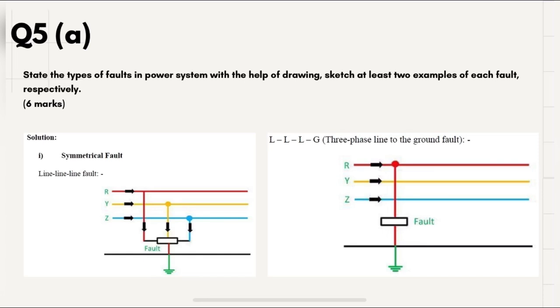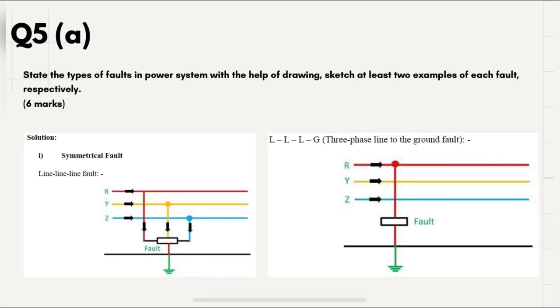Such types of faults are balanced. The system remains symmetrical even after the fault. The triple line fault occurs rarely, but it is the most severe type of fault, which involves the largest current. This large current is used for determining the rating of the circuit breaker.